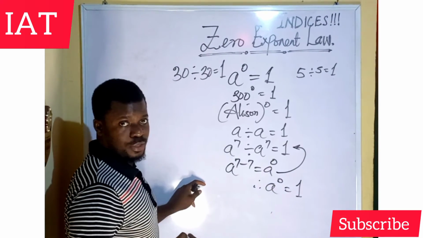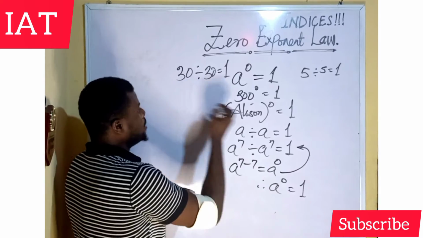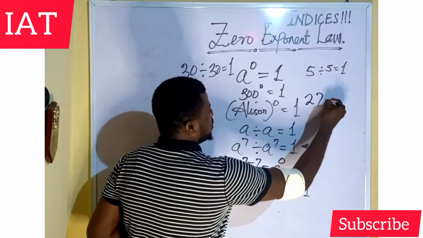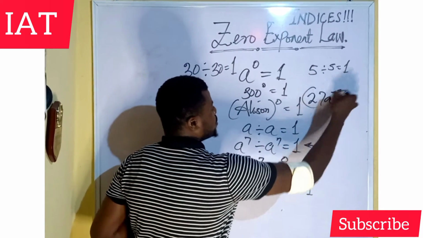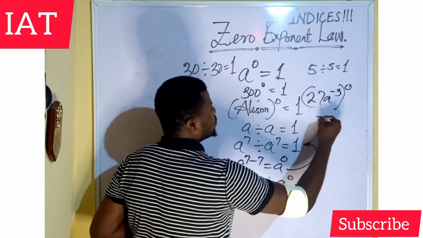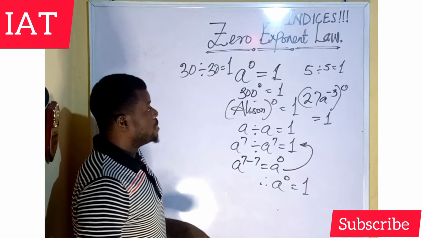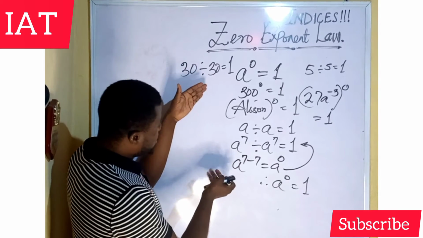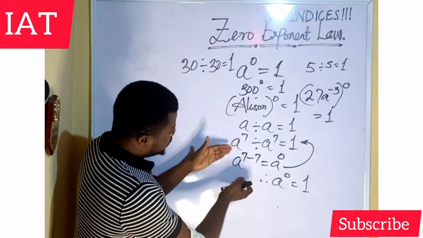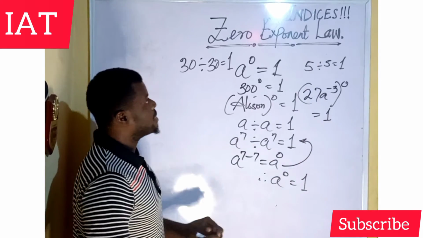I hope this makes sense to you. So even if you have a compounded problem like 27a to the power of minus 3, as much as the whole of this is raised to the power of 0, the result will be 1. So that is how simple the zero law could be. And you can see that we can derive the zero law from the division law. And that's how simple it is.